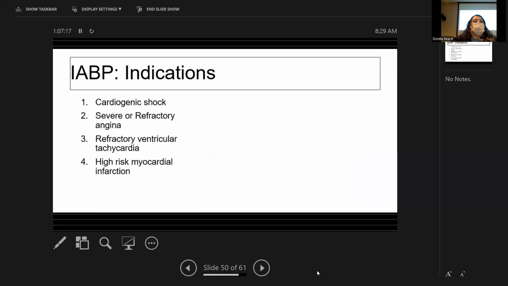Balloon pumps also increase coronary perfusion pressure, so if you have somebody with refractory chest pain, you can use a balloon pump for that too. It sometimes does help.